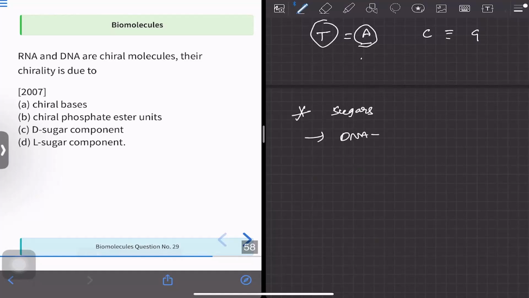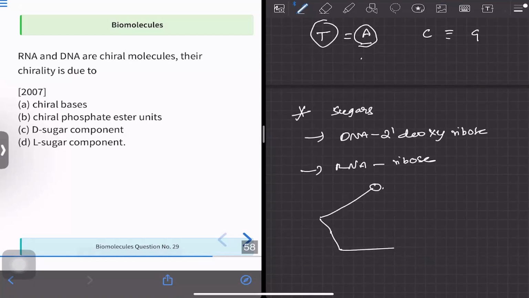DNA consists of deoxyribose, and RNA consists of ribose. Let's see the structure of deoxyribose and ribose. The structure includes deoxyribose, which contains 5 carbons.